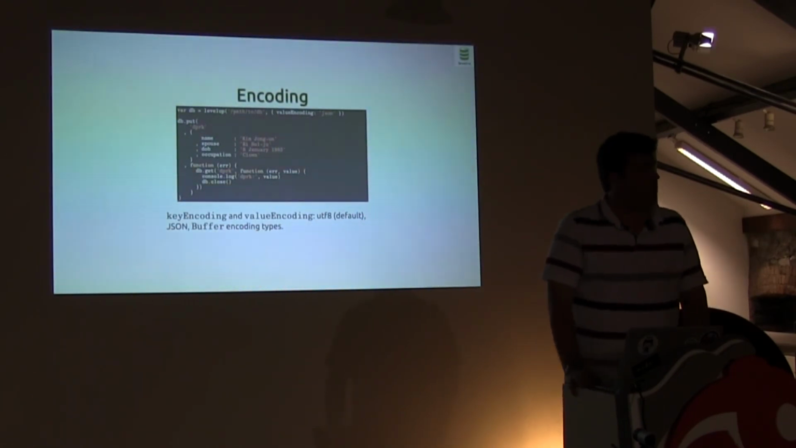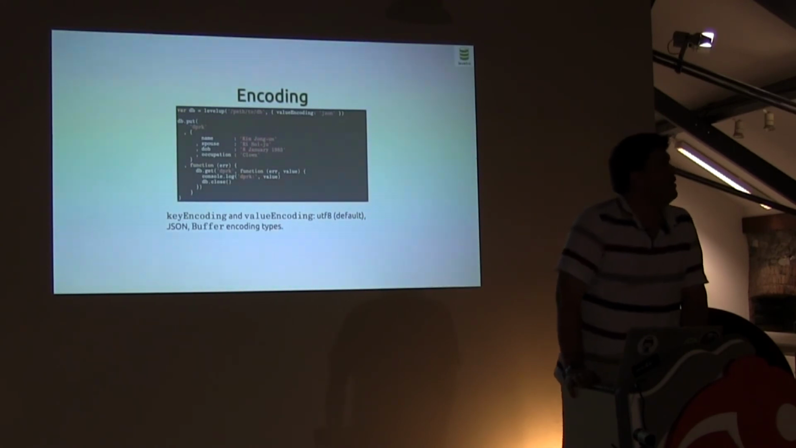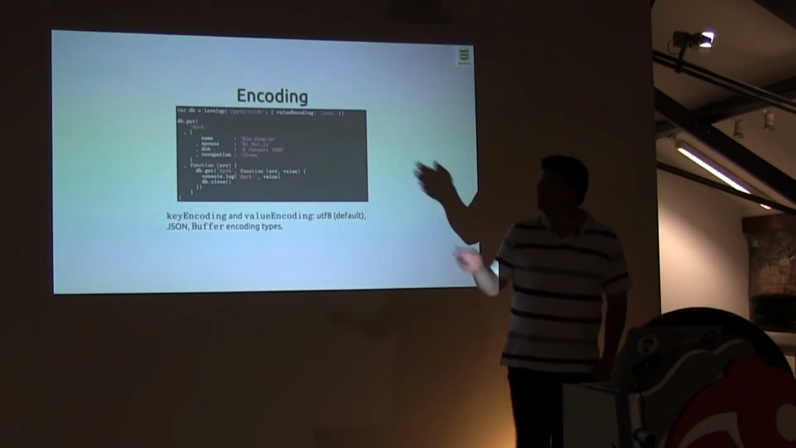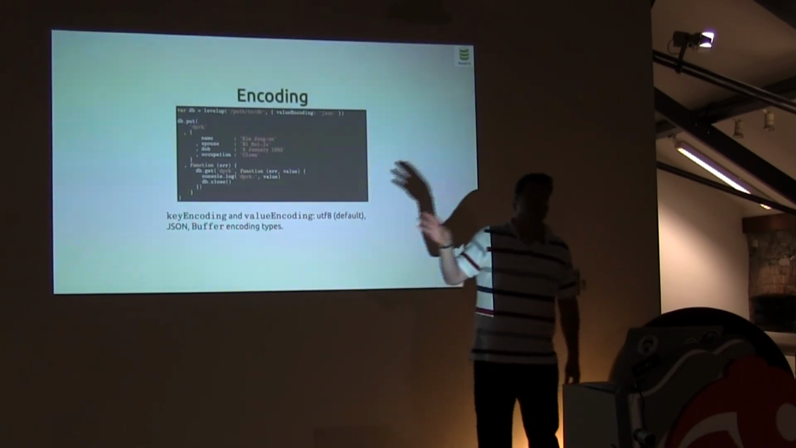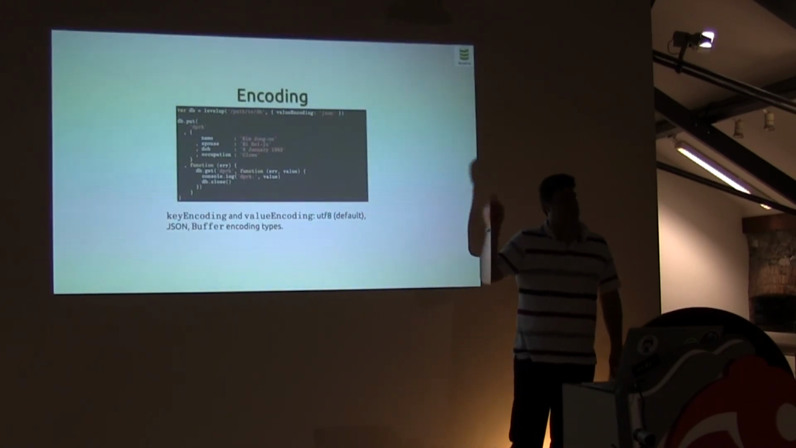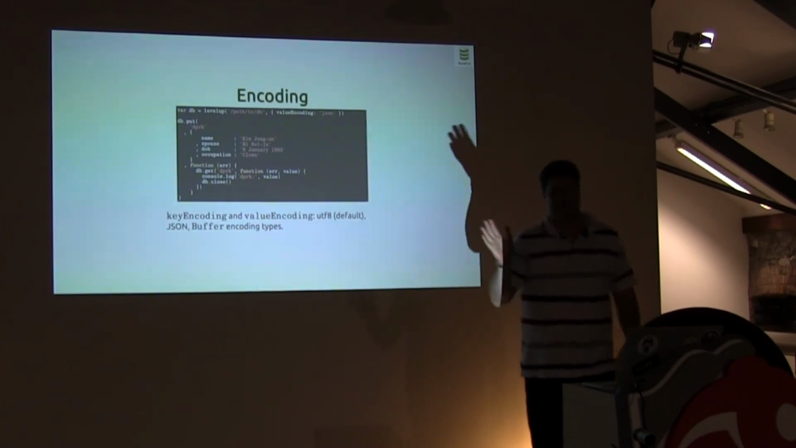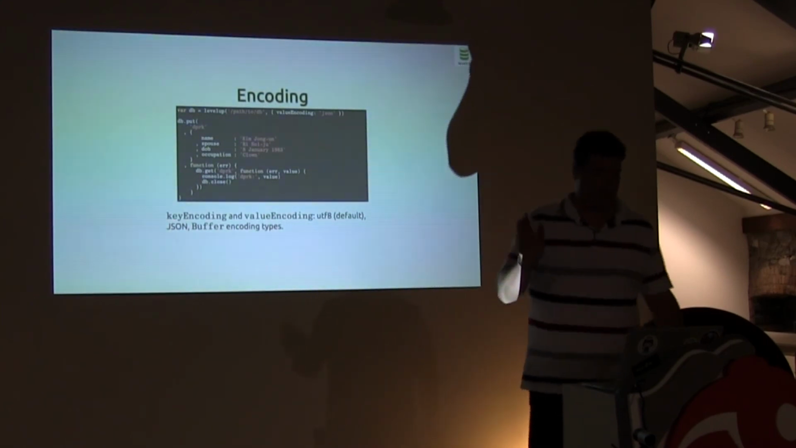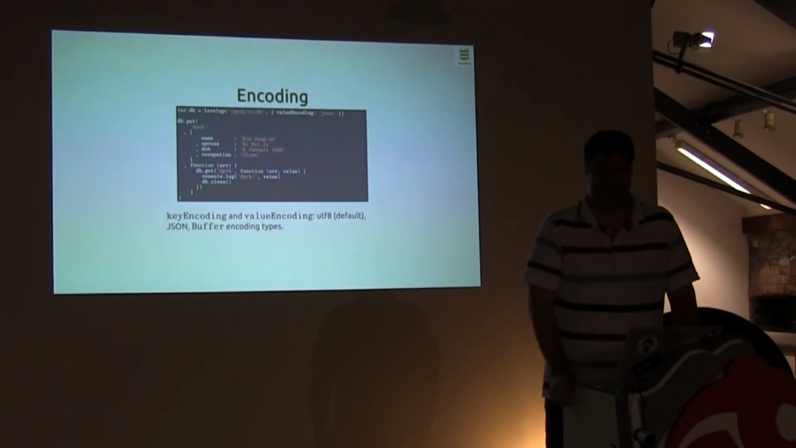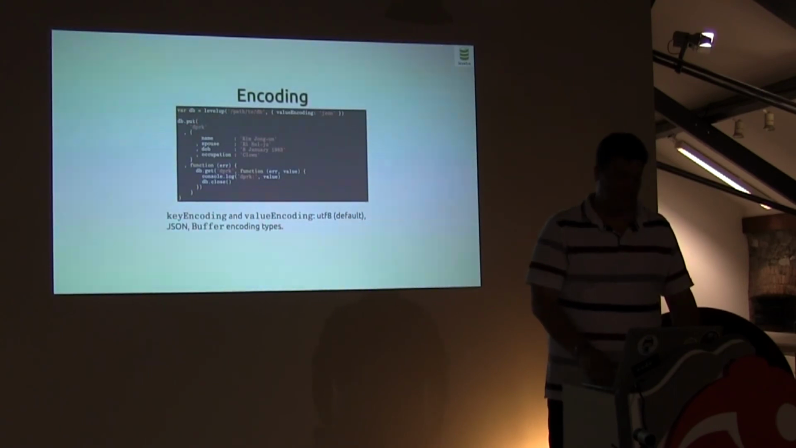Will it choke on circular references? Sorry? Will it choke on circular references? So yes, it will choke, because we just do a simple JSON stringify and JSON parse. So if you've got circular references, then you're in trouble. You'll have to deal with that yourself. It's just assumed to be a simple object.